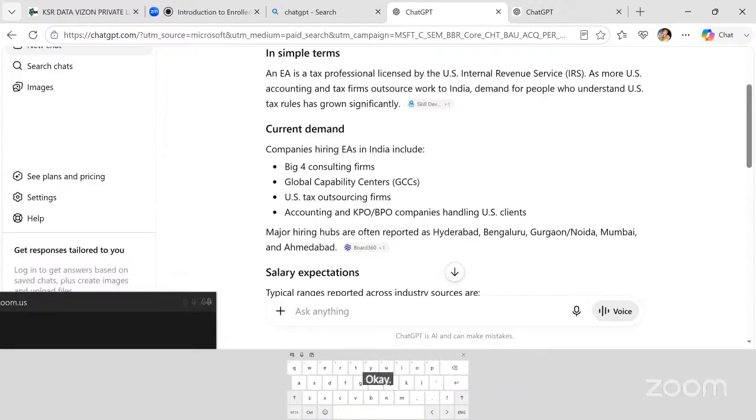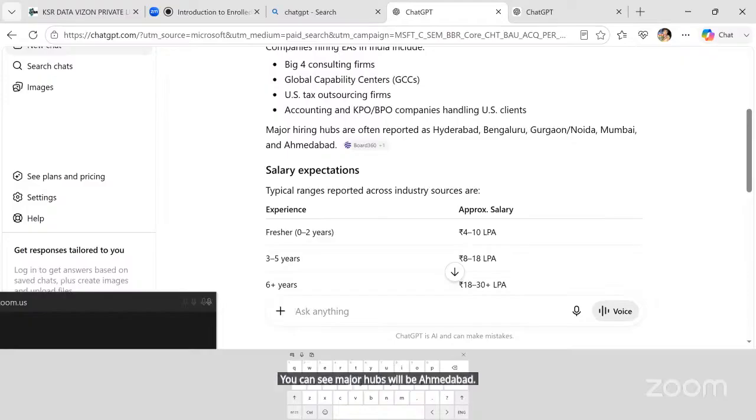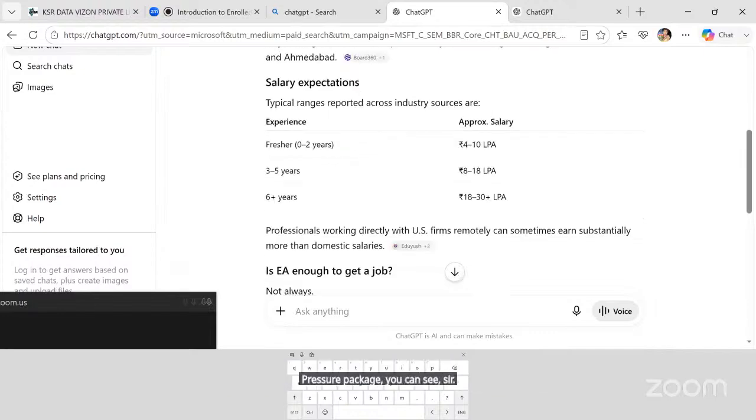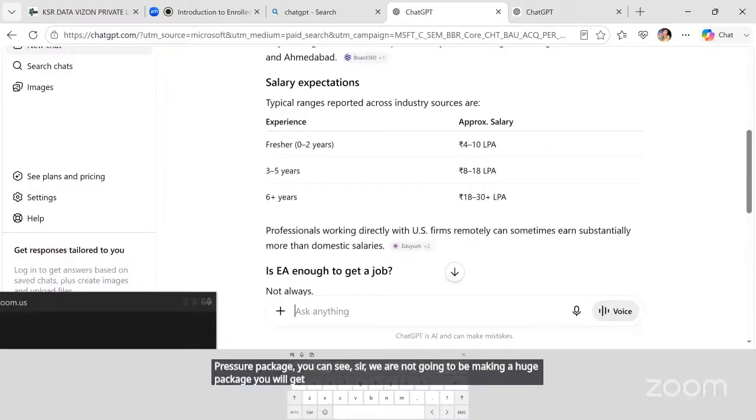You can see the major hubs will be Ahmedabad, Hyderabad, Bangalore, and Gurgaon. Hyderabad is actually the first place, later Bangalore, Mumbai, and Ahmedabad. Fresher package, you can see, sir: it's not going to be a huge package. A zero experience person, the worst package will be 4 lakhs at least. But if you complete all the 3 papers, you can expect at least 7 to 8 or 9 lakhs package.